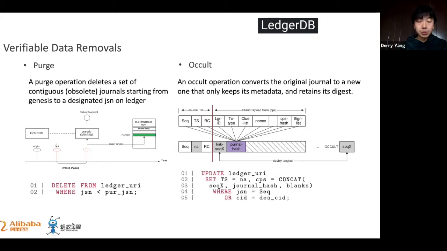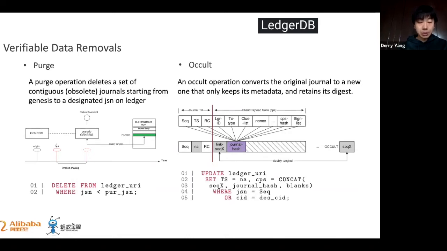Many blockchain users want to clean up historical records to save storage. Purge resolves this customer request. A purge operation deletes a set of contiguous journals dating from Genesis or latest pseudogenesis to certain specified GSM. This SQL interprets the purge operation. We can see that all journals before purge GSM are erased from the ledger.